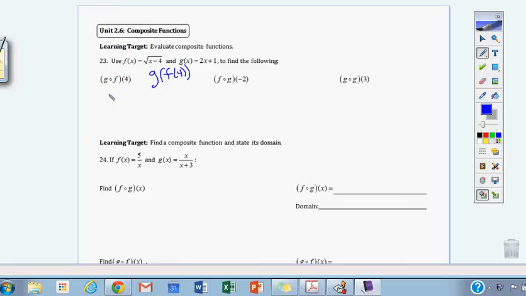So if I do f of 4, and I'm going to do some of this math in my head there. Square 4 minus 4 is 0, square root is 0. And then if we do g of 0, you can see that it's going to come out to just 1. So 1's the answer to that one.